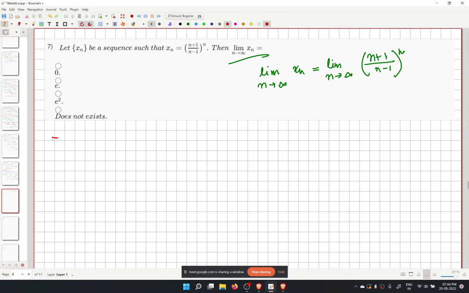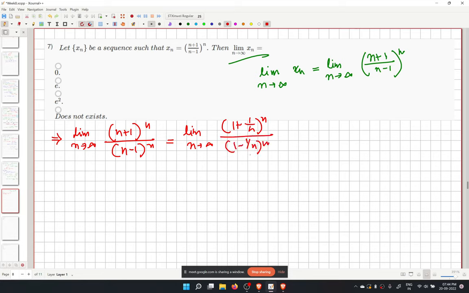Now, for ease of calculation, let us rewrite this a bit differently. So we can write the limit as n tends to infinity of (n plus 1 by n minus 1) both to the power n, like this. Okay, so what you have done is divided by n to the power n on the denominator and numerator. So we can again write it like limit n tends to infinity. So let us call this L.